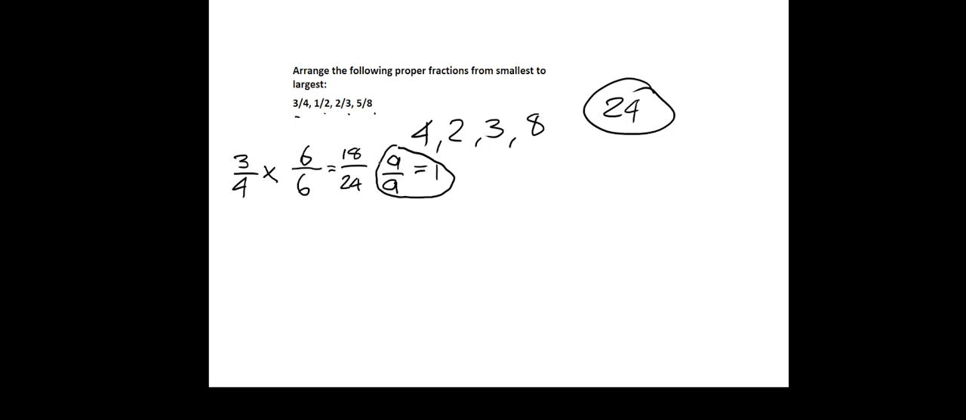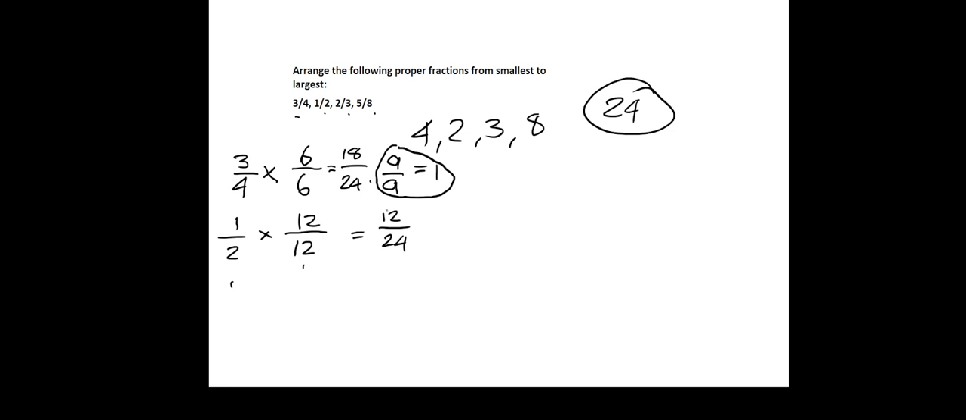So 3/4 equals 18 over 24. Right? Do it again. Half. Now what do we have to multiply 2 by to get 24? And the answer is 12. So I'm going to multiply 1/2 by 12 over 12, which is 1, which is the same as saying half times 1. So 1 times 12 is 12. 2 times 12 is 24.